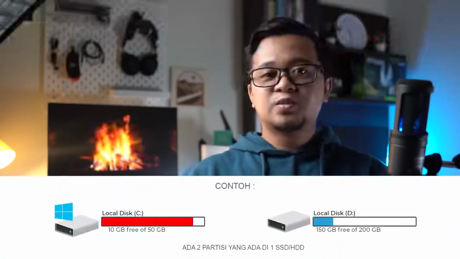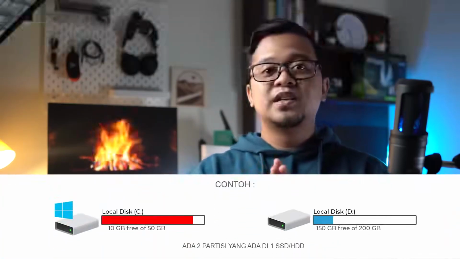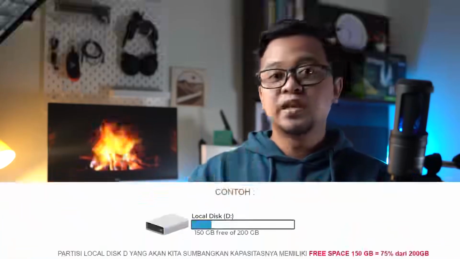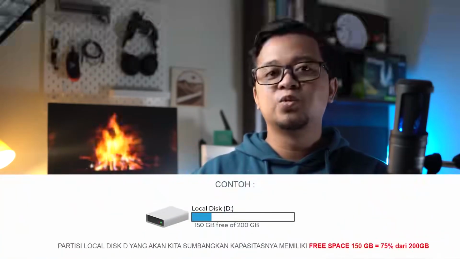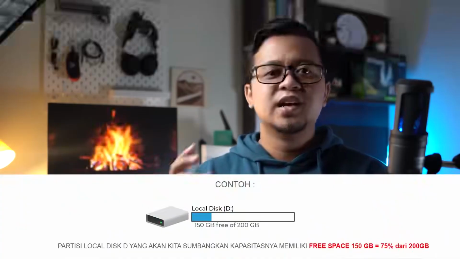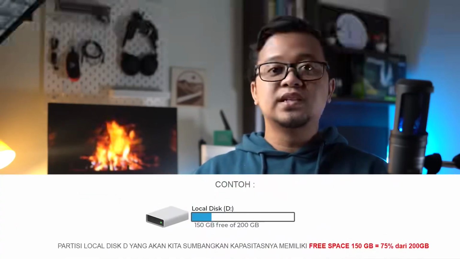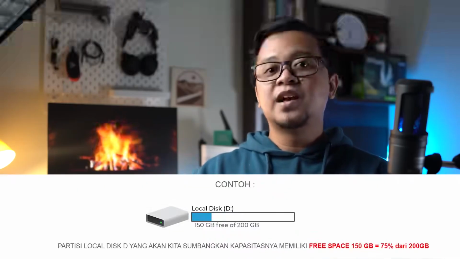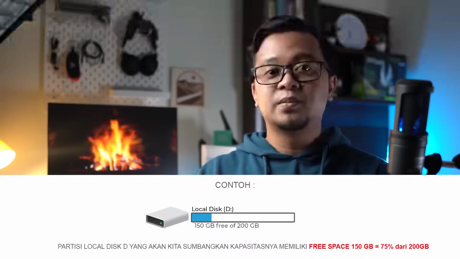First, you need to have another partition that is still on the same drive or disk as your local disk C. Second, the partition that you will donate its capacity to local disk C must have at least 50% free space of its total capacity. For example, if you have a local disk D partition with a capacity of 200 GB, then the minimum free space should be 100 GB. Only then can you follow this tutorial.